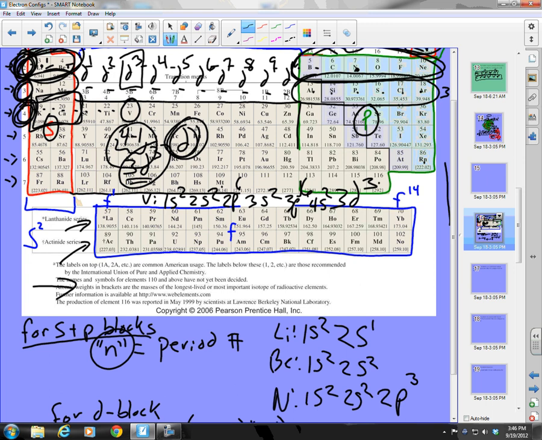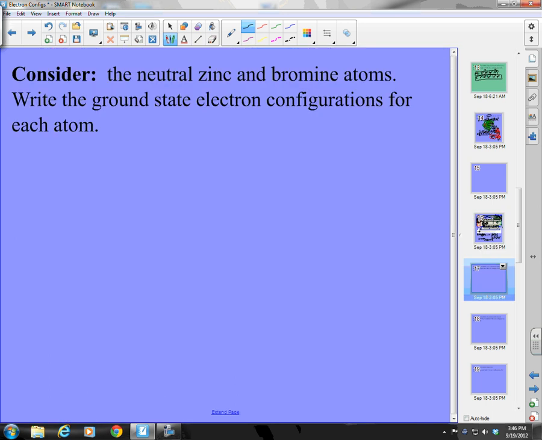So that is how I can get vanadium: 1s2, 2s2, 2p6, 3s2, 3p6, 4s2, 3d3. Great. All right. Think you guys can do that? Try a neutral zinc and bromine atoms. Give that a shot on your own, and come back to me when you're ready for an answer.